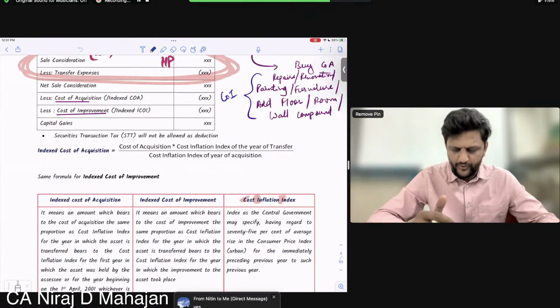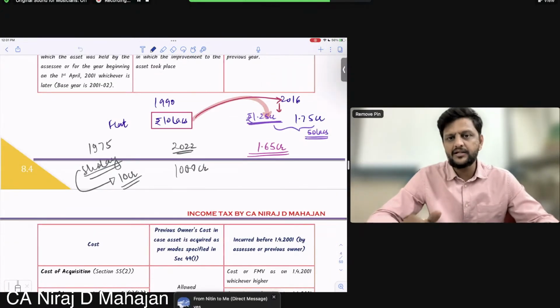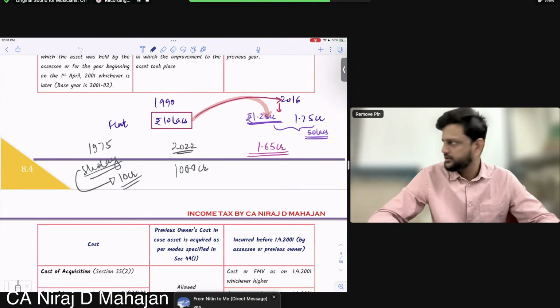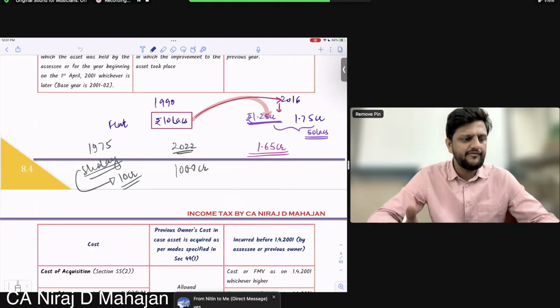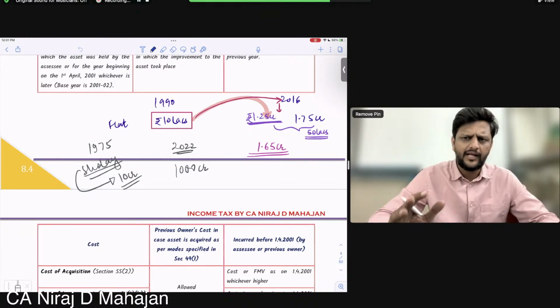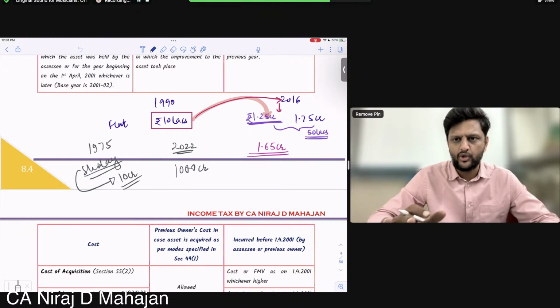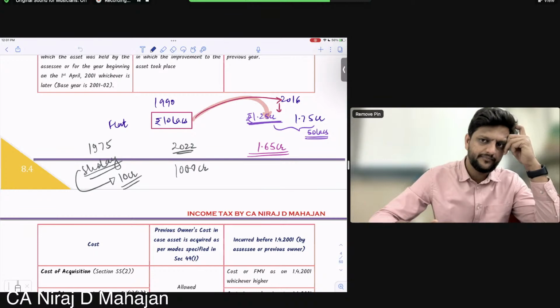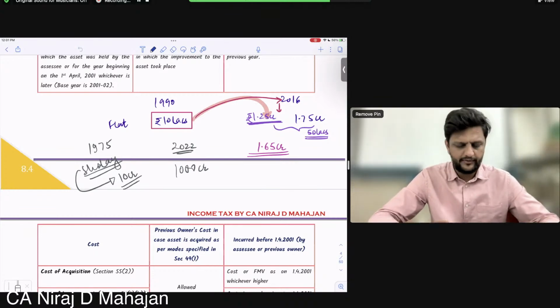Clear? So yesterday I told you an example or concept. What do we not tax? We do not tax the inflation. We tax only the actual or natural growth. Whatever is artificial growth because of inflation, we don't have to tax. In fact, that benefit has to be given to the assessee, as naturally the prices have increased because of the economy. Clear, everybody? So let's go ahead, everybody.